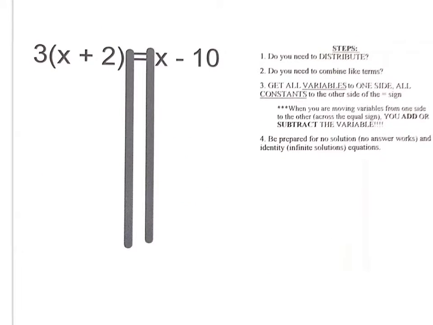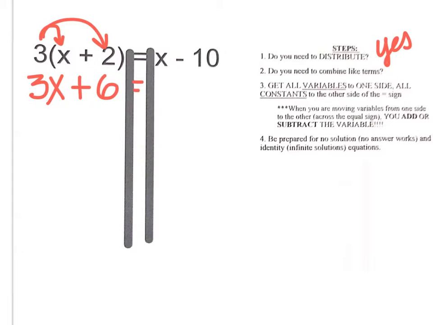Again, let's look at our directions or our steps. Do we need to distribute? Yes, we do. We need to distribute the 3 times the x and the +2 inside the parentheses. So let's go ahead and do that. 3 times x is 3x. 3 times a +2 is a +6 equals x minus 10.